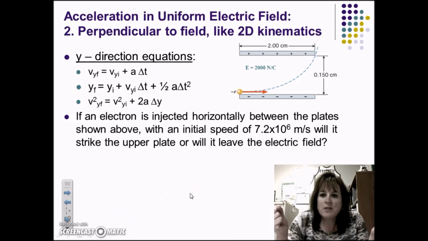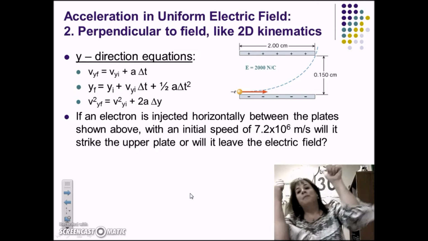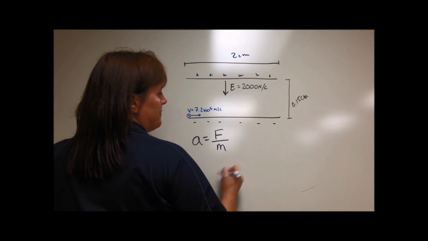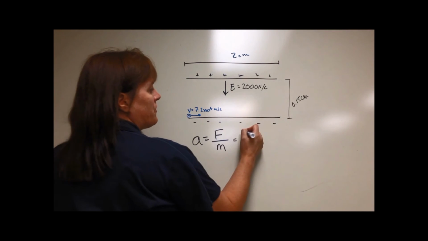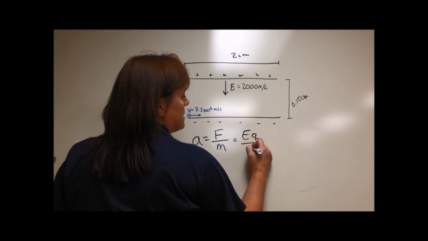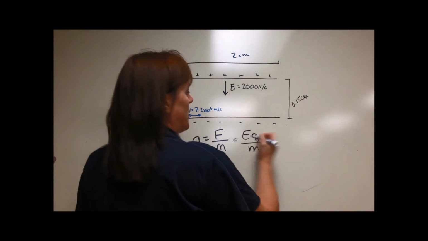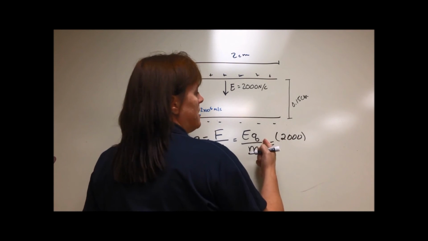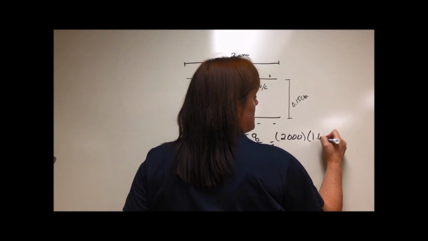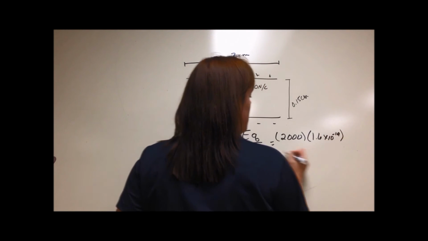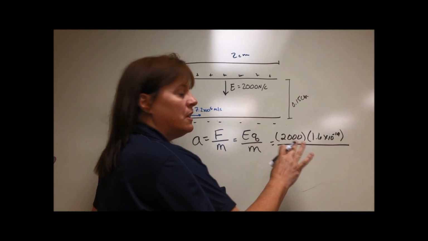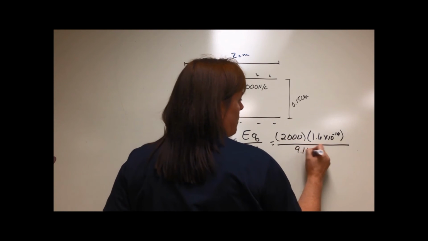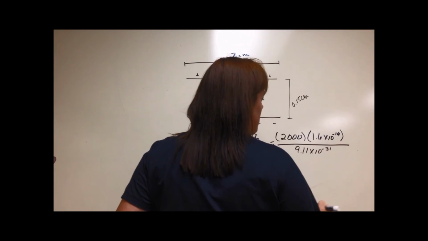All right, well, the best way to do this is if we go to the whiteboard. So come on, let's go. So remember, acceleration is the net force over the mass. And our net force comes from the electric field, the electric field times charge divided by the mass. So now it's just a matter of plugging and chugging. We have our electric field of 2,000 Newton over coulombs. The charge on an electron is 1.6 times 10 to the negative 19th. Don't use the sign of the charge in our calculation. And we have the mass of an electron, which is 9.11 times 10 to the negative 31st kilograms.